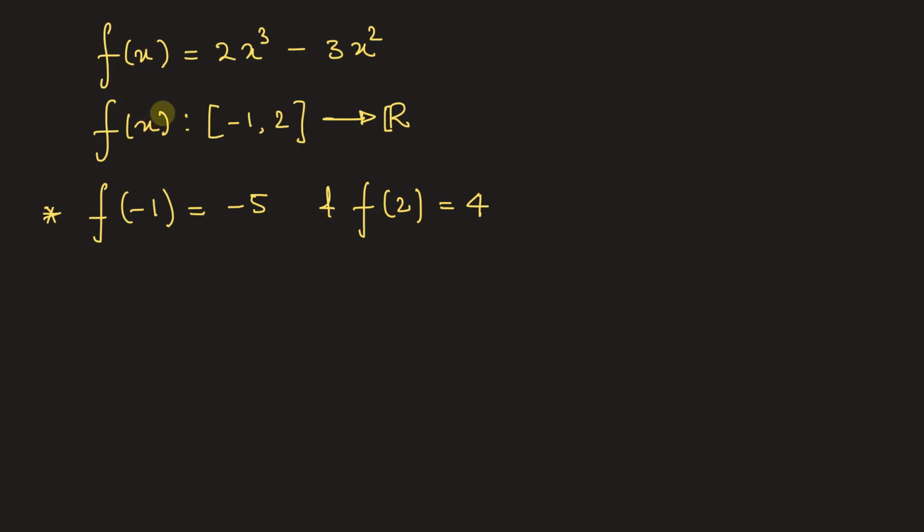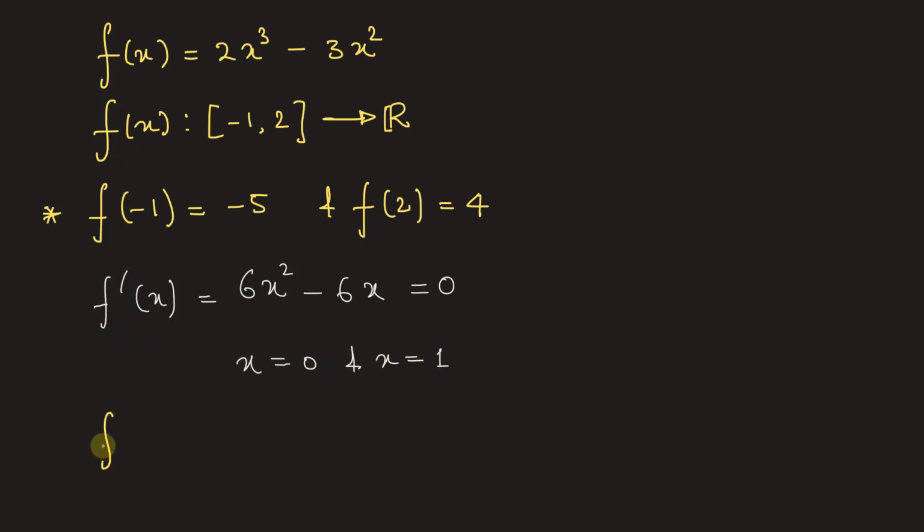Now, to know whether the function is increasing or decreasing, let's find the first derivative of this function. So f dash of x will be equal to 6x square minus 6x. If we equate this to 0, we get x is equal to 0 and x is equal to 1. Now let's find the value of function at x is equal to 0 and 1. So f of 0 is 0 and f of 1 will be -1.